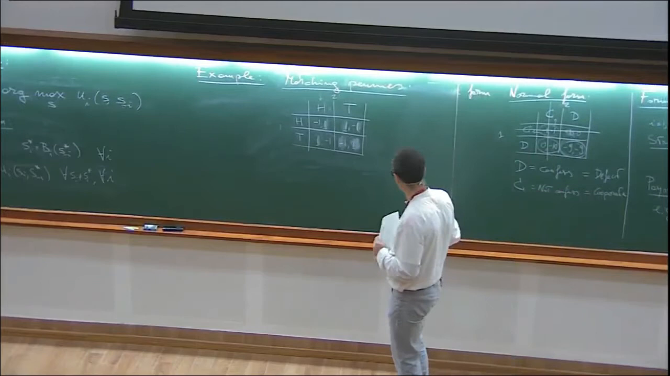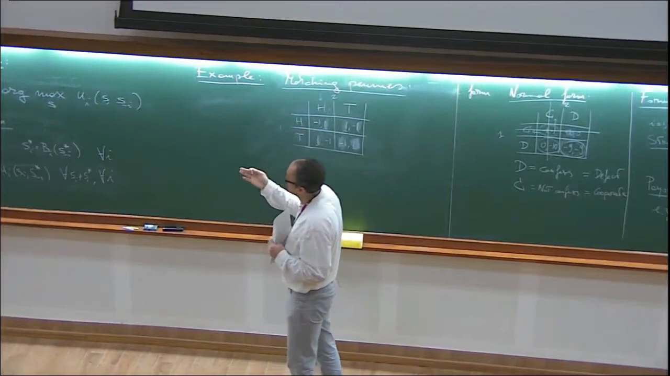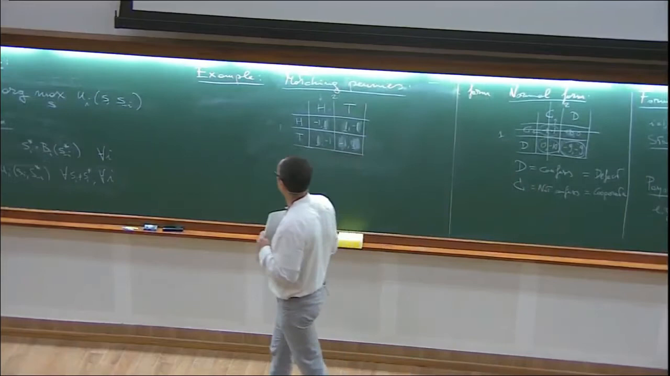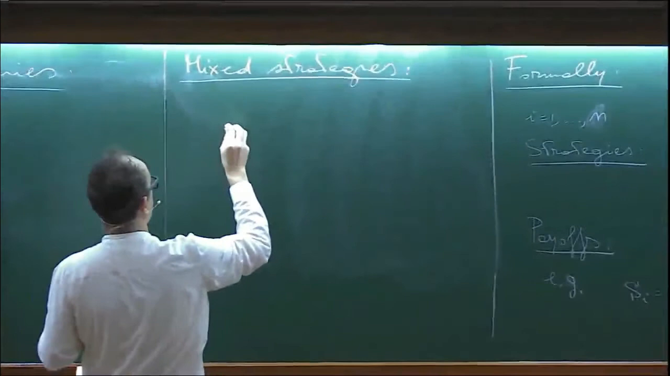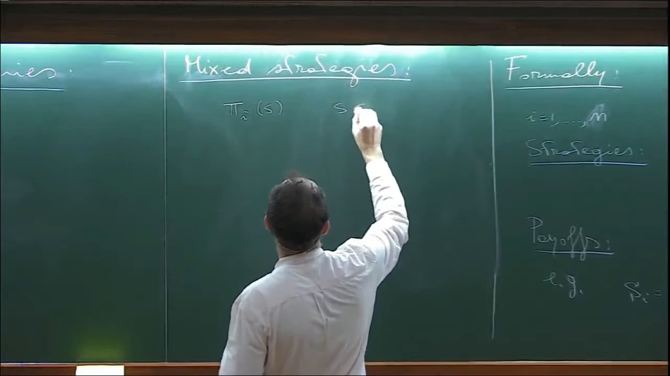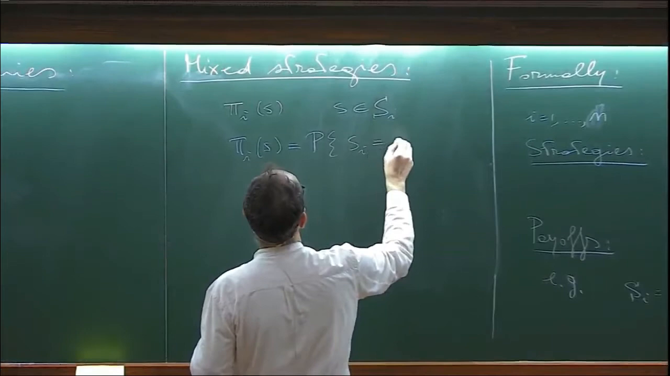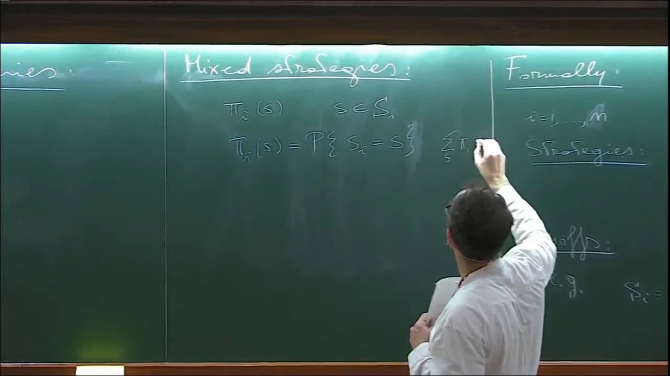Essentially, what this tells you is that we should generalize our setting to the case where agents or players can also play random strategies. So we should introduce what are called mixed strategies. Mixed strategies are probability distributions over the set S_i of strategies. This pi_i(s) should be thought of as the probability that player i will play s. These are probabilities, so they are normalized to 1: the sum over s of pi_i(s) should be equal to 1, okay?